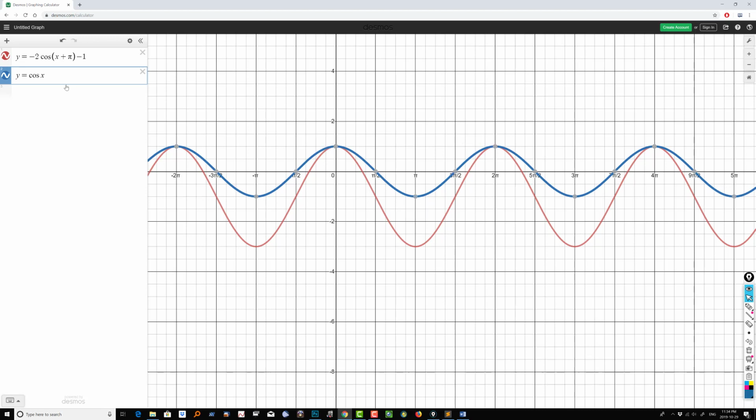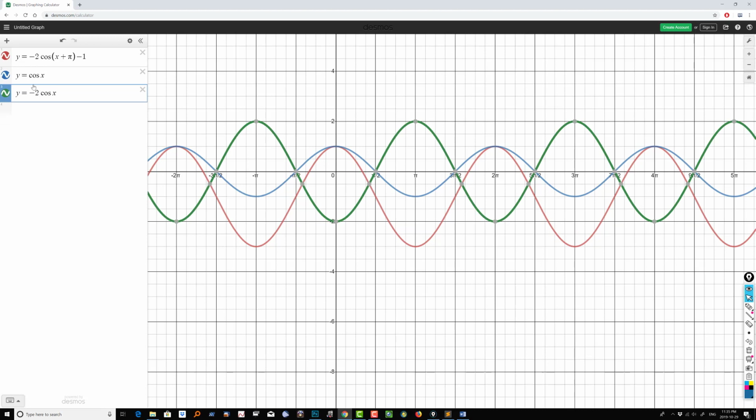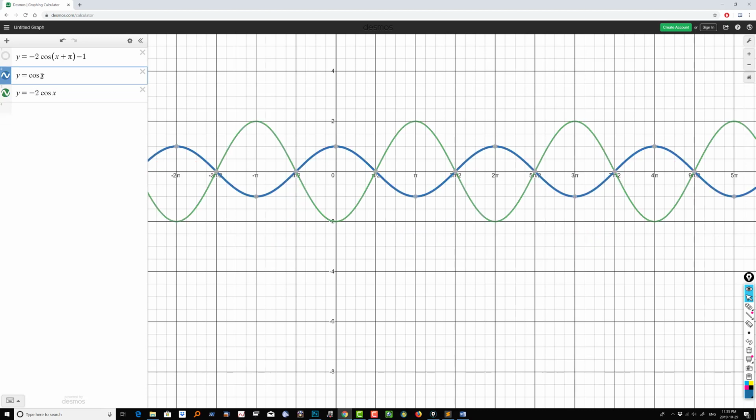And now what's happening here is we're multiplying the y values by negative 2. So let's go step by step. I'm going to type in y equals negative 2 times cos x. So let's hide this original graph. So focus on the blue graph. This is the original cosine graph. We're going to multiply it by negative 2. As you can see, this initial y value of 1 now becomes negative 2.